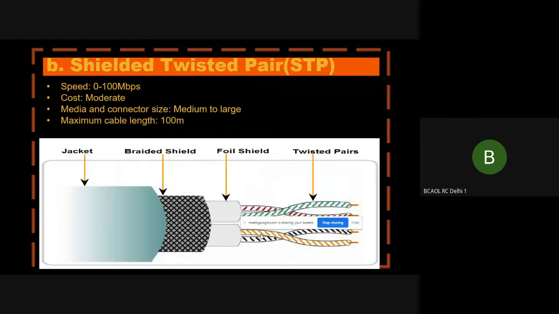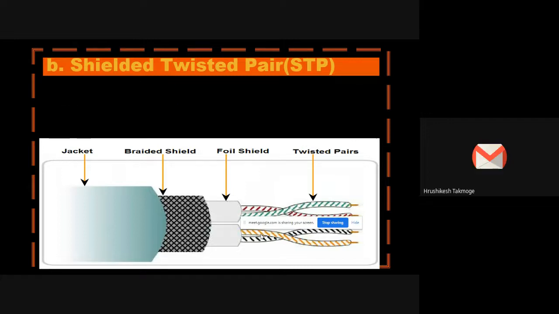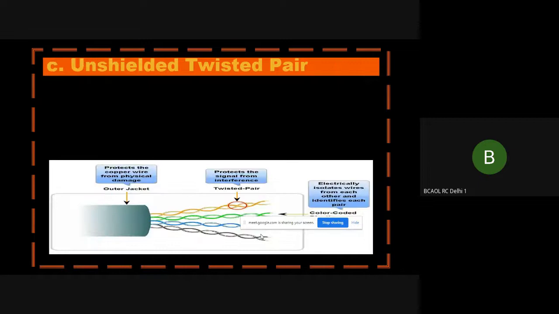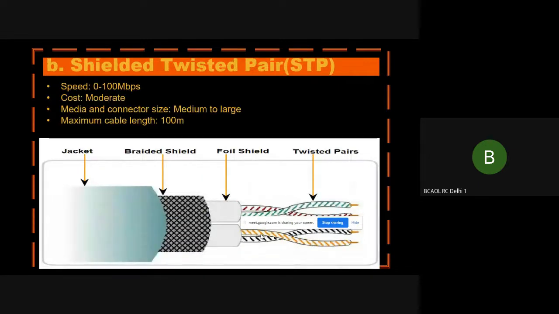See that the other one was 500, and this is 100 meters now. So that means that coaxial cable can travel longer distance than this. Here also you have twisted pair wires and you have a foil shield, that is your plastic insulators, and then the copper braided sheet, and then the jacket, that is the covering.